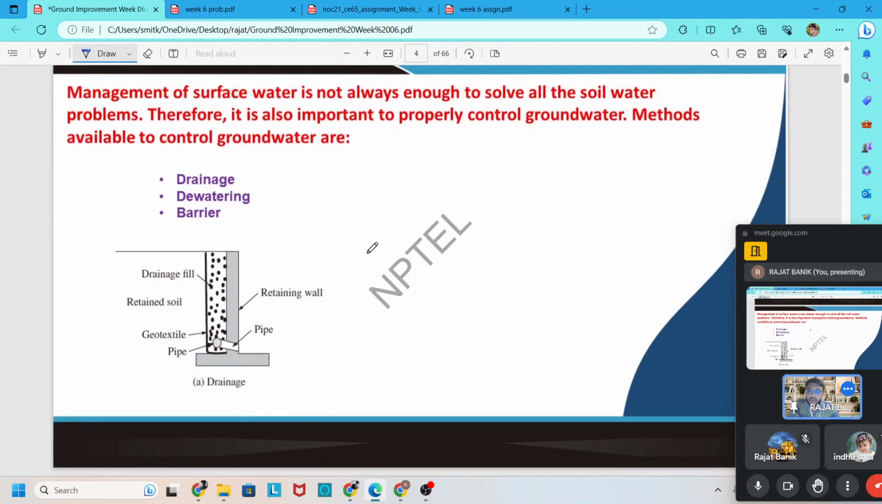So here one figure is given. These techniques are to control the groundwater, given as drainage, dewatering, or barrier. Here it is said the management of surface water is not well, we know, and there are some other techniques and methods, that is drainage, dewatering, barrier. So here diagrams are given.